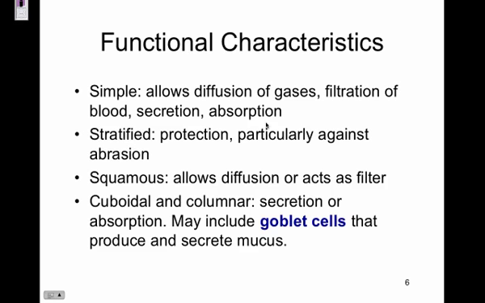And then squamous, since they are flat and thin, they're usually easy to diffuse gases or nutrients or waste across them. And then cuboidal or columnar are usually for the secretion or absorption. And the columnar cells, a columnar epithelium may include goblet cells. And goblet cells are what produce the mucus. They will excrete mucus.